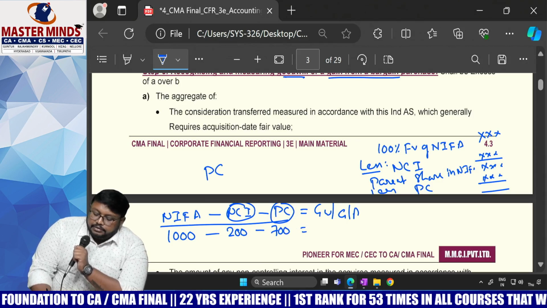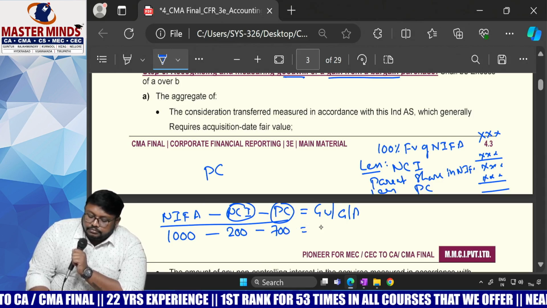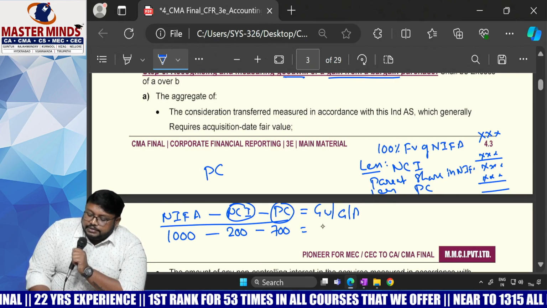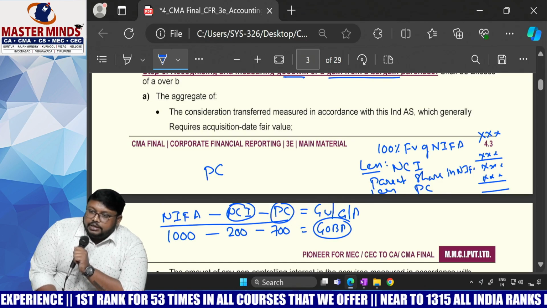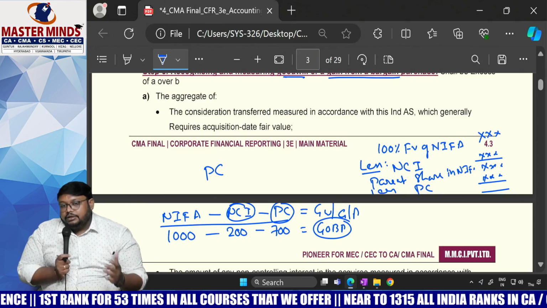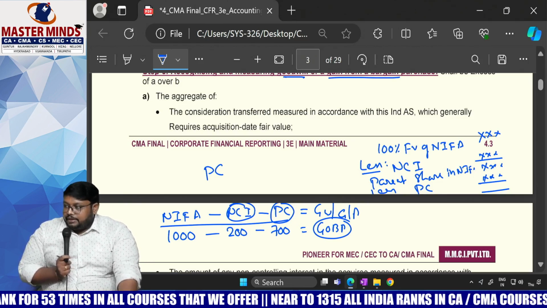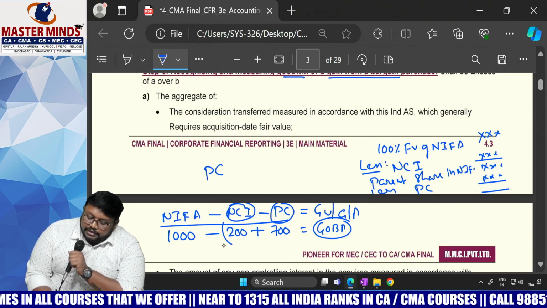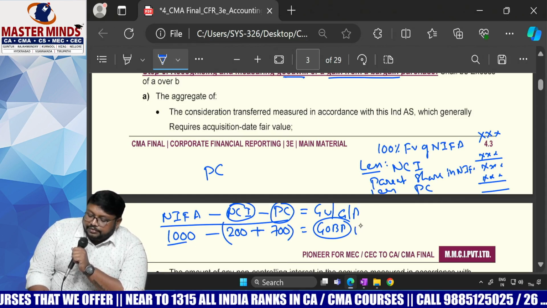So which one is more? It is a gain on bargain purchase. Simply 1000 minus 200, 800. 800 worth of net assets, and 700 we are paying. So that is gain on bargain purchase. We can find it like that: first you add 200 plus 700, total 900, minus 1000. Then also we will get the same.